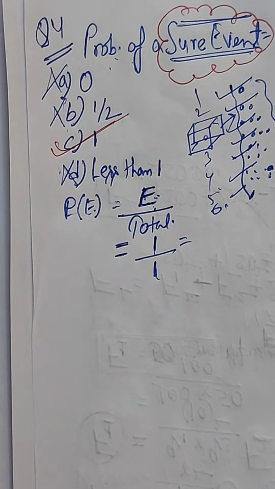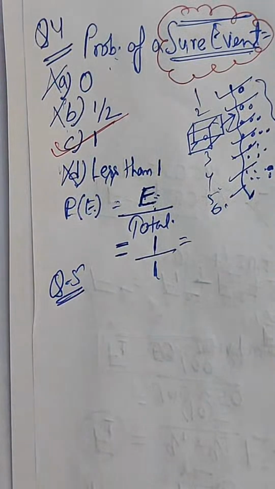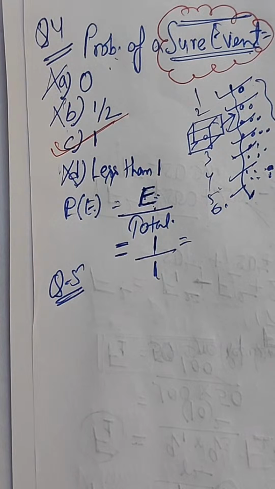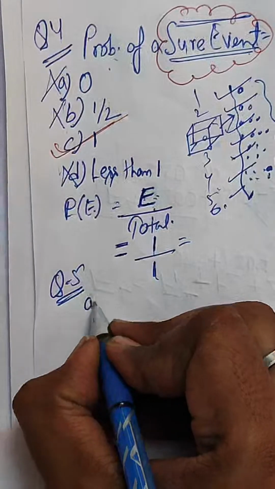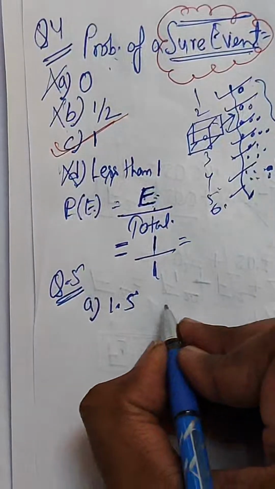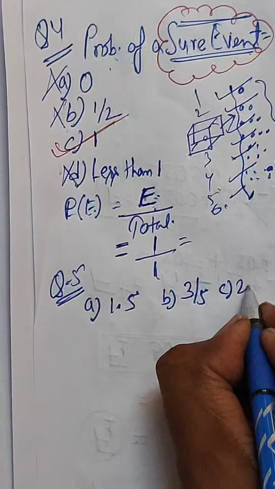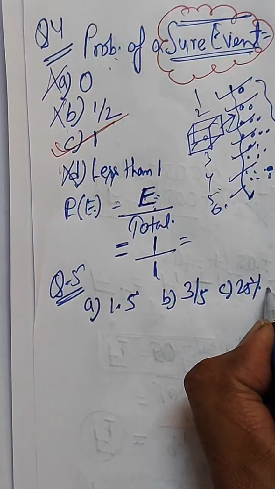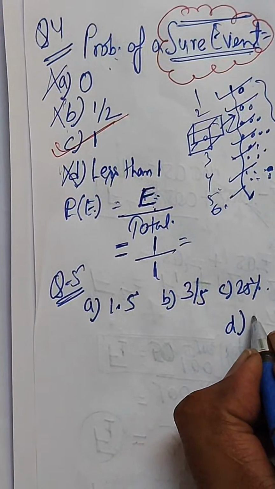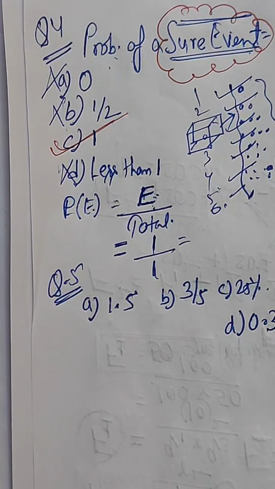Now coming to question number 5 of the MCQ series. What is question number 5? Question number 5 is: which of the following cannot be the probability of an event? Some options are given to us, right? Let us say 1.5, another is 3 by 5, another is 25%, and the last option is 0.3. So which of these options could not happen? Cannot be the probability.